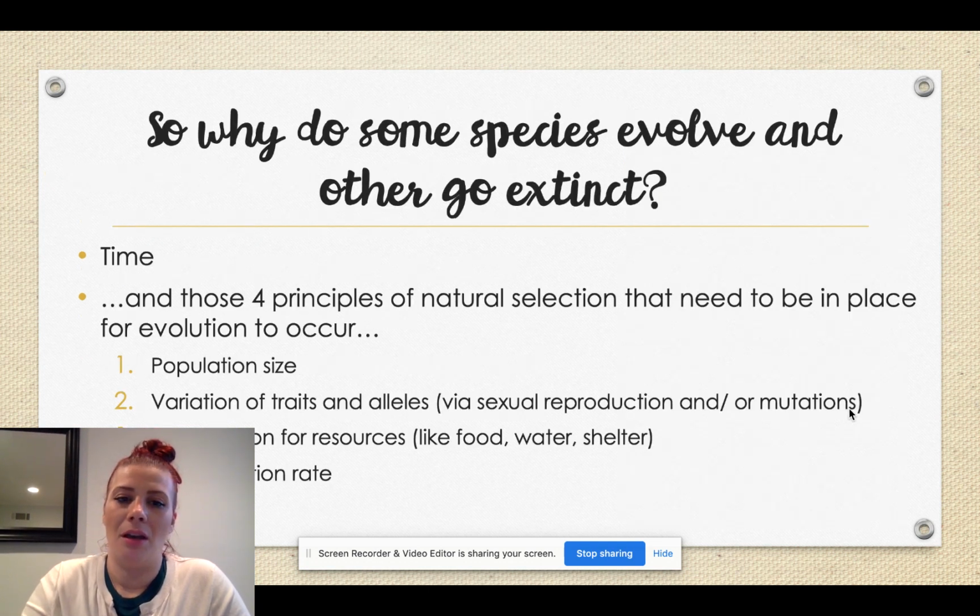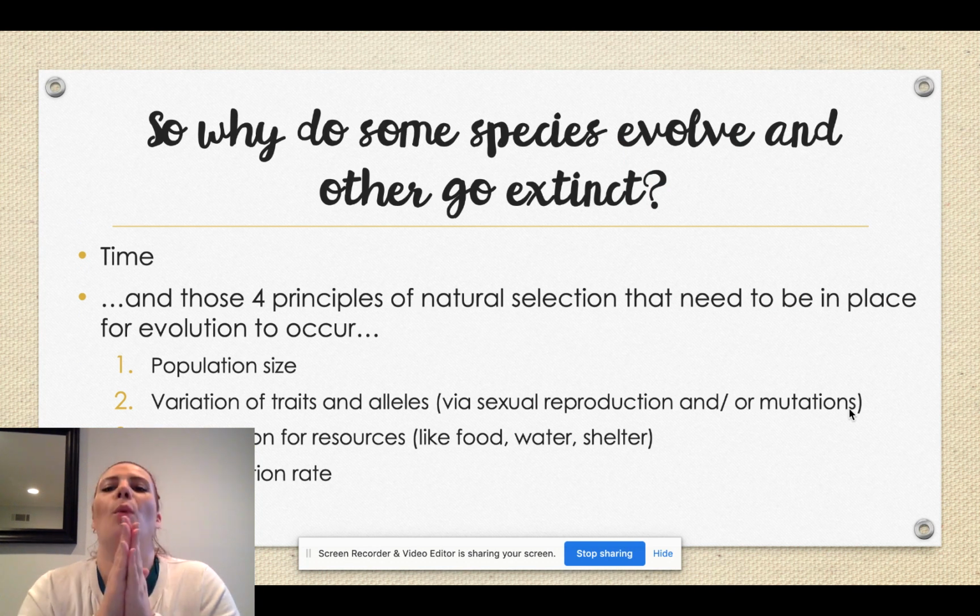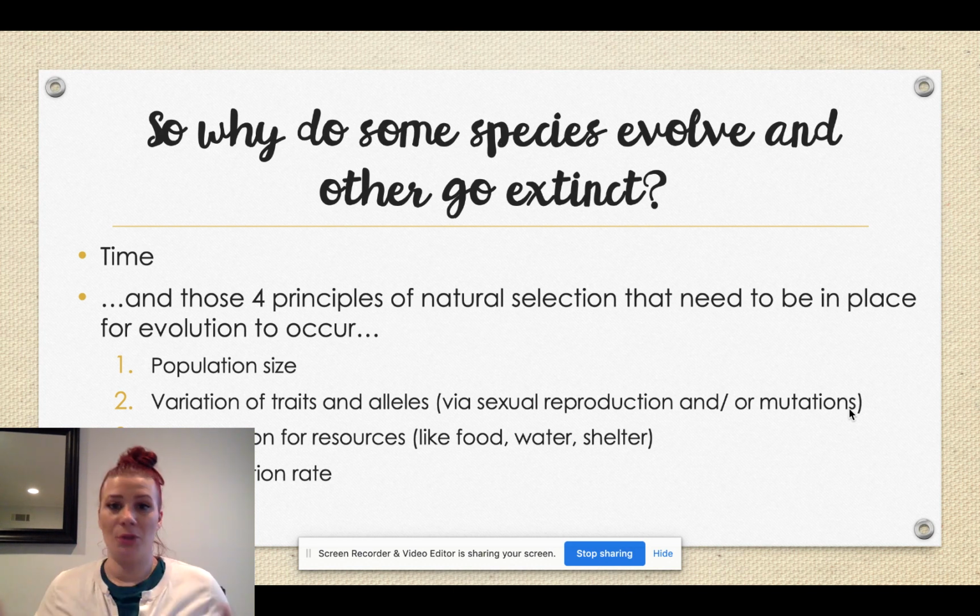So a few things to talk about. Why do some species evolve and others go extinct? And the biggest reason is time. If changes occur super, super quick, there's not enough time to allow a species to evolve and adapt and natural selection to take place, okay? That's what we see. And that's something we're concerned about now because many biologists think we're in a sixth mass extinction where the majority of the animals are currently in the process of becoming extinct, okay?